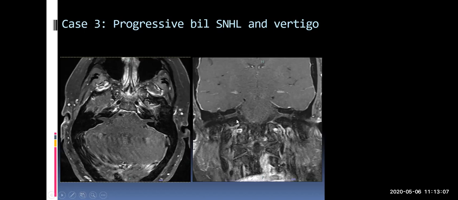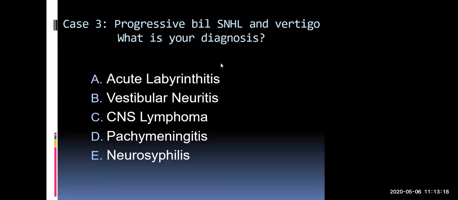What is absolutely not normal is for you to see enhancement crawling into the internal auditory canal. When you see that, you start thinking of what's a differential diagnosis for this condition. So I'll give you a minute to think about what we're dealing with. Is this labyrinthitis, vestibular neuritis? Is this a lymphoma we're dealing with? Pachymeningitis or syphilis?